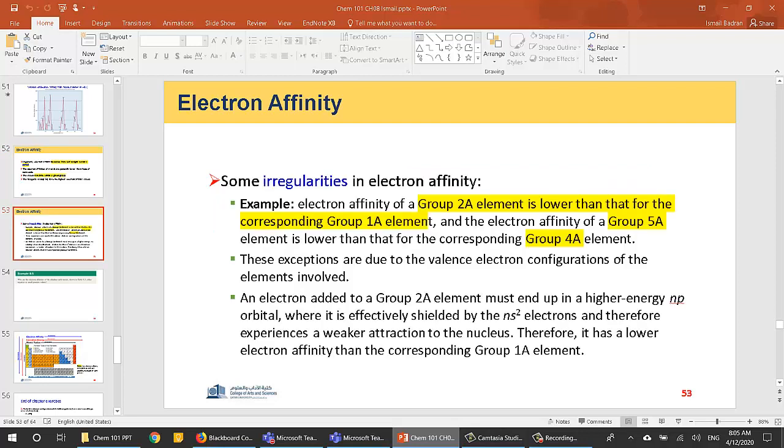So this is just regular. Now these are the irregularities or exceptions that we talked about. The electron affinity of a group 2A element is lower than that of the corresponding group 1A element, and group 5 also has lower electron affinity than group 4. So the electron affinity increases from left to right, but there are two exceptions, and these exceptions can be explained in a very similar way to the ones for ionization energy.